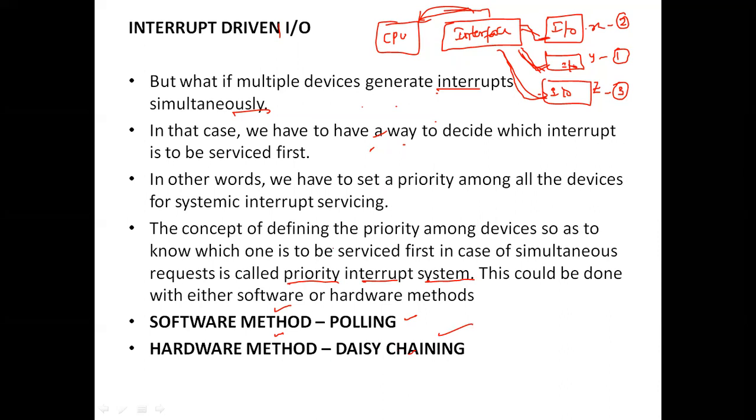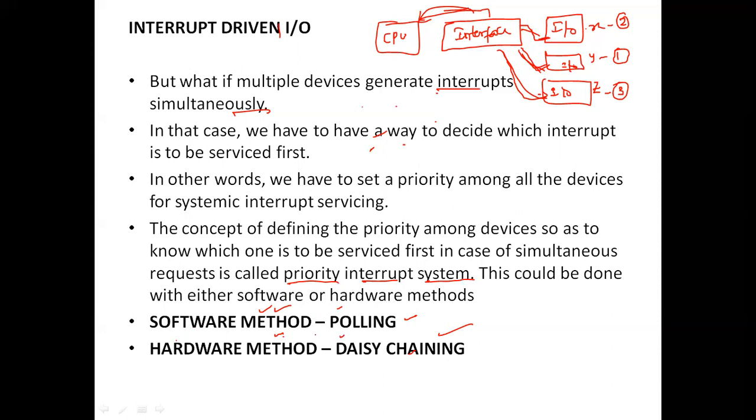I'll repeat it again. When interrupts come simultaneously, we attend those requests by making use of priority. Based on the priority, the CPU attends the requests. This mechanism we call a priority interrupt system. It can be done in two ways: either in a software method or in a hardware method. If we do it in a software method, the mechanism is called polling. If we do it in a hardware method, the mechanism is called daisy chaining.